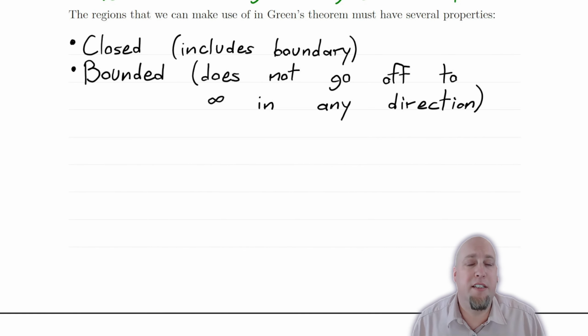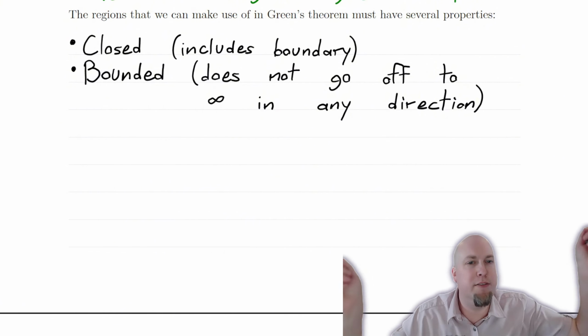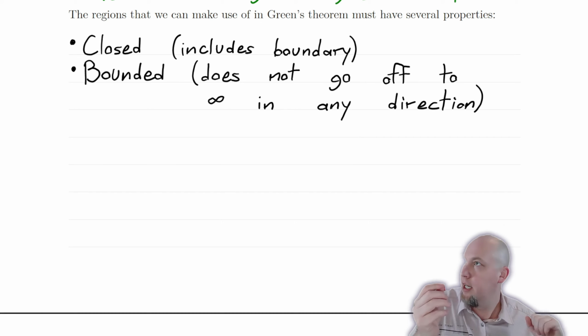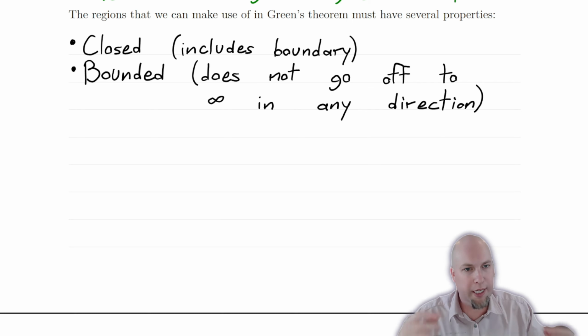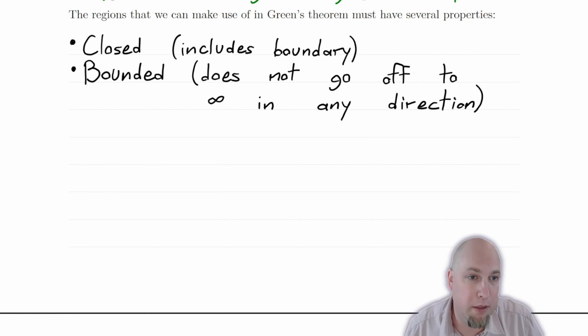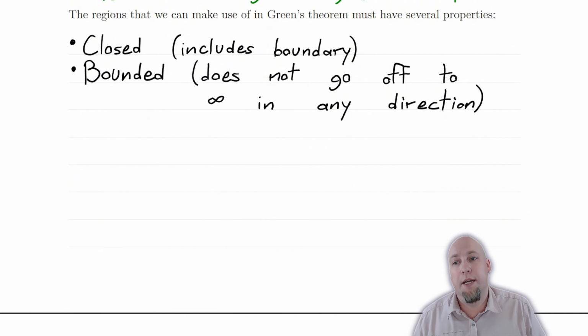Another hypothesis that was given was that the region has got to be bounded. All that means is probably what you would expect: it doesn't go off to infinity in any of the directions. It's not shooting off that way forever in any direction. Another way of saying this is it fits inside of some circle. You could draw a circle, maybe a huge circle, but still, there's some circle you can draw around it. If you can, then it's bounded. If you can't, it's not bounded.